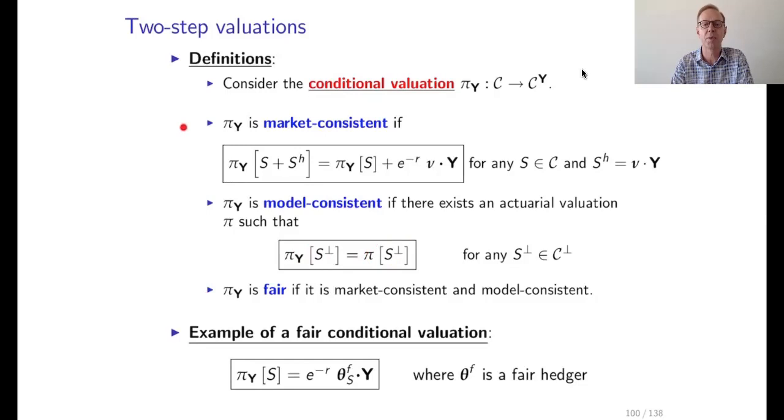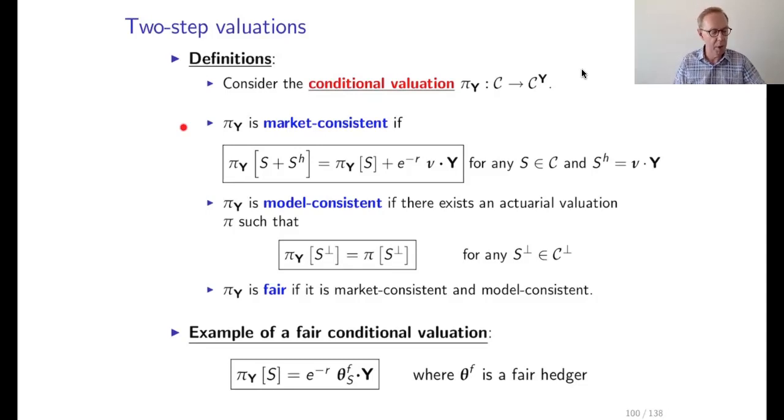Here now we have one example of a fair conditional valuation. If we have a fair hedger theta, with any claim s, we attach the time one value of the fair hedge of s, and we discount it to time 0. That is, this pi y of s is a fair conditional valuation. You have to prove it by yourself. You have to prove first that it is a conditional valuation, hence normalized and translation invariant, and in a second step that it is fair, hence market consistent and model consistent.